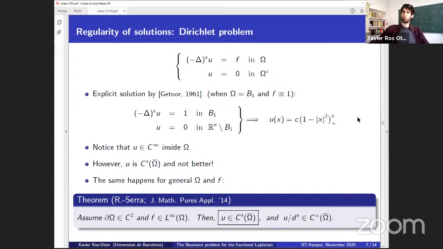I don't think there is any paper trying to study this problem in the viscosity sense, but I think it should be possible, definitely. It should be possible to construct solutions in the viscosity sense, but this has not been done so far.